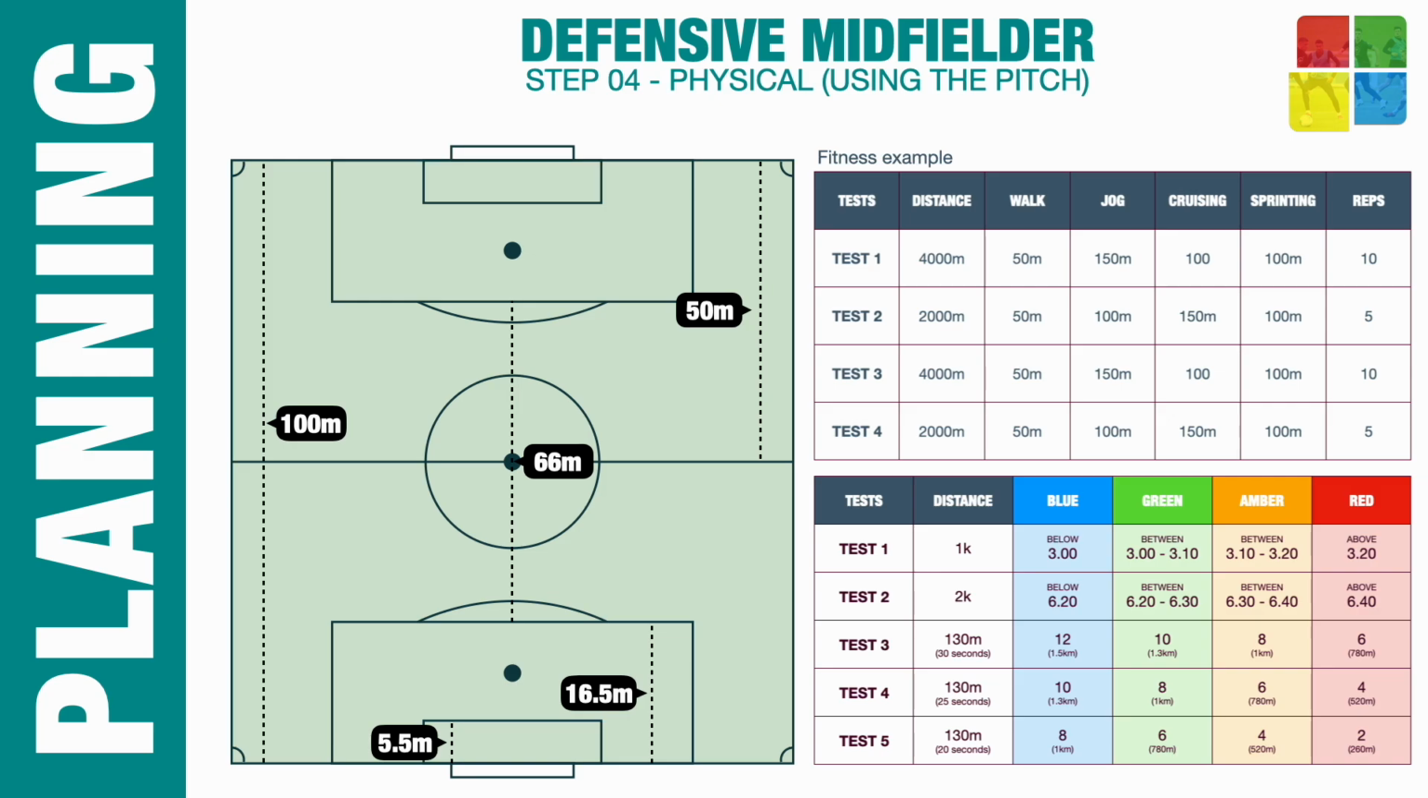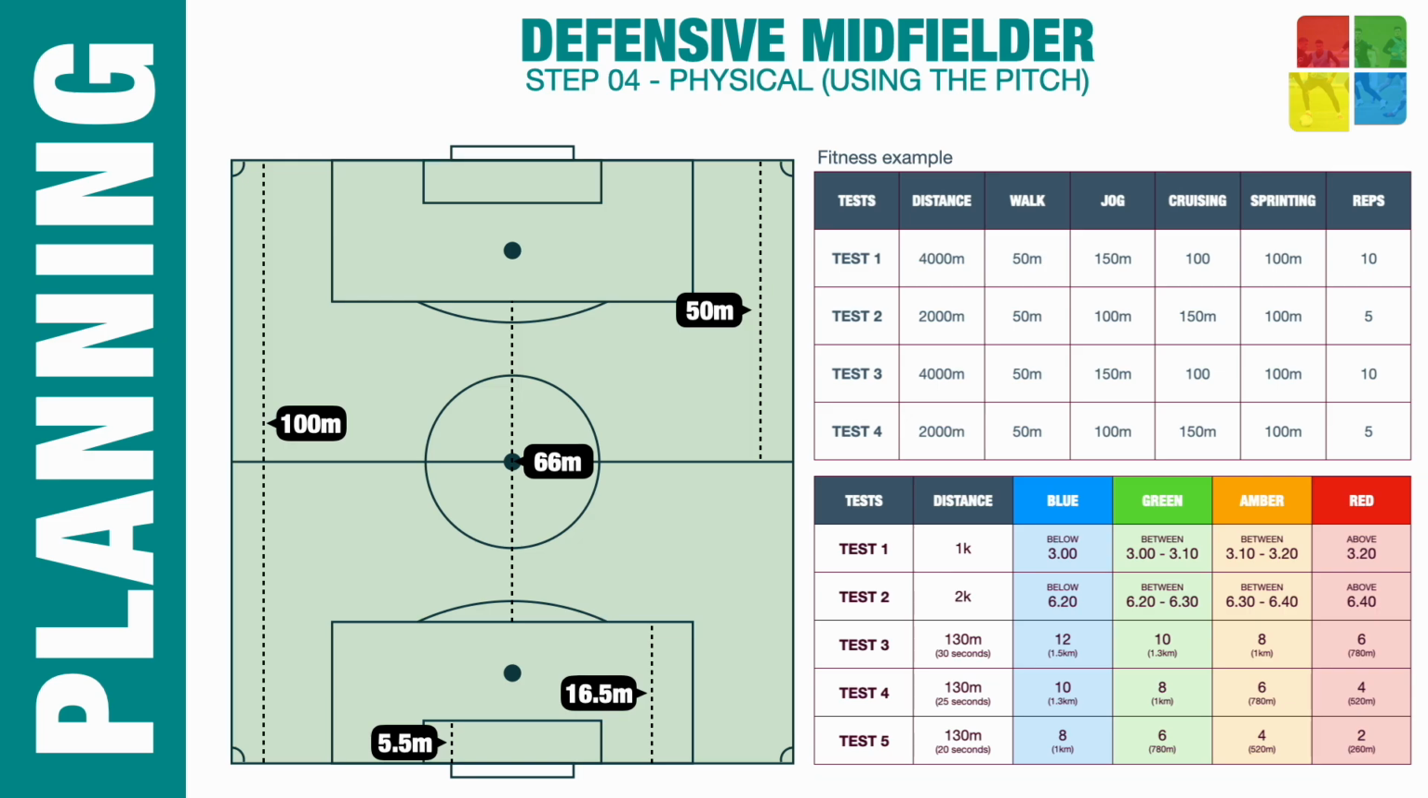Now, these tests would typically be introduced to the players in the off-season or when a player is returning from injury. We would gradually get them to build up where they combine the tests. So it might be test 1 and 2, so you're covering 6,000 metres, which is half of your distance within a game. And build that up where you do test 1 through to 4.